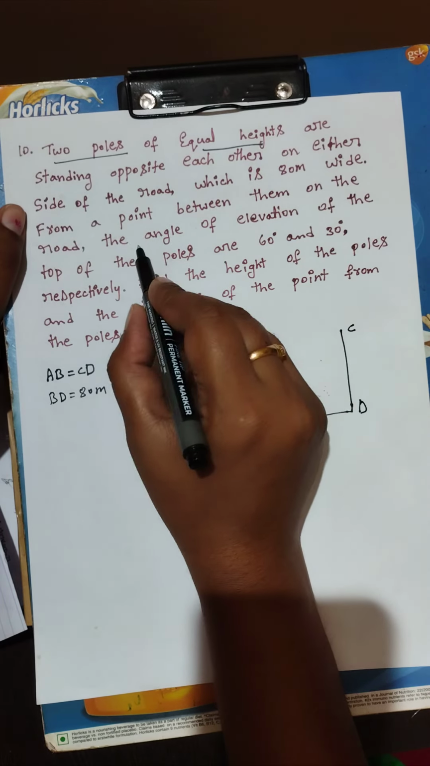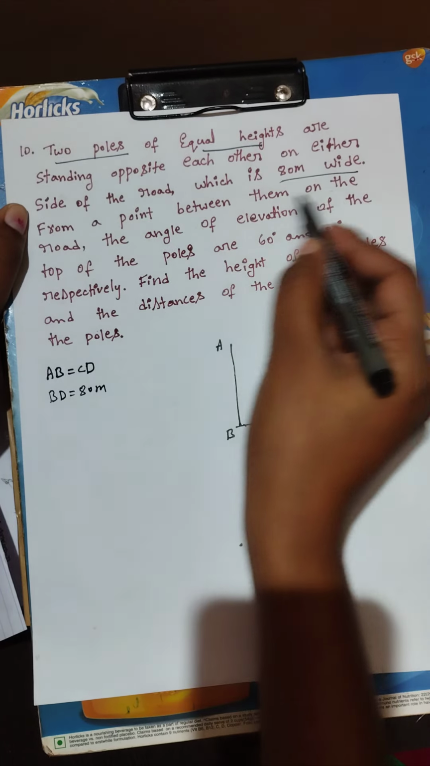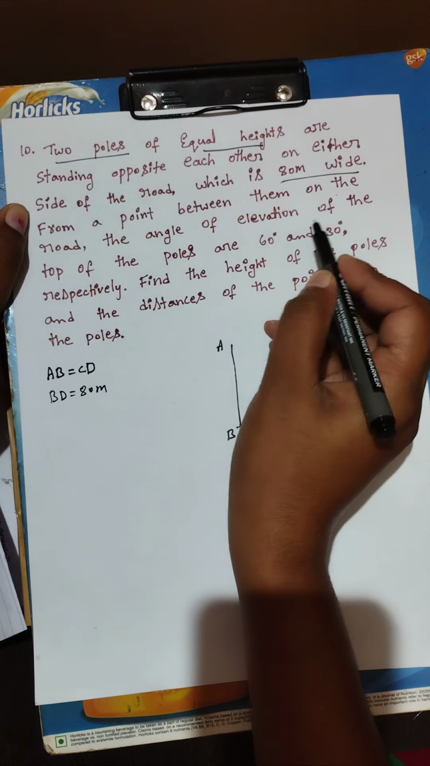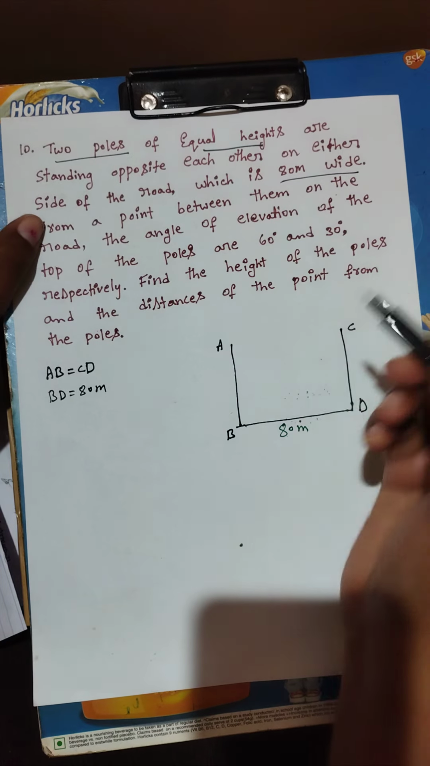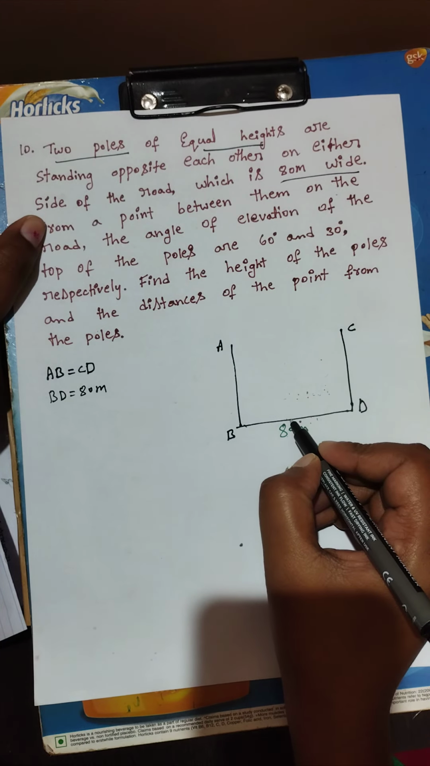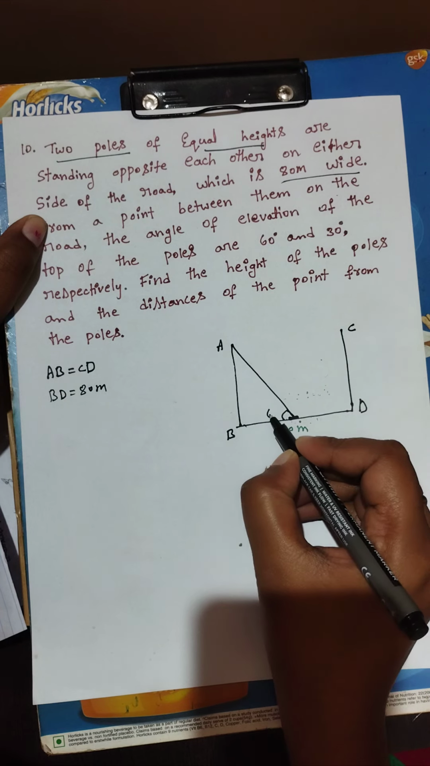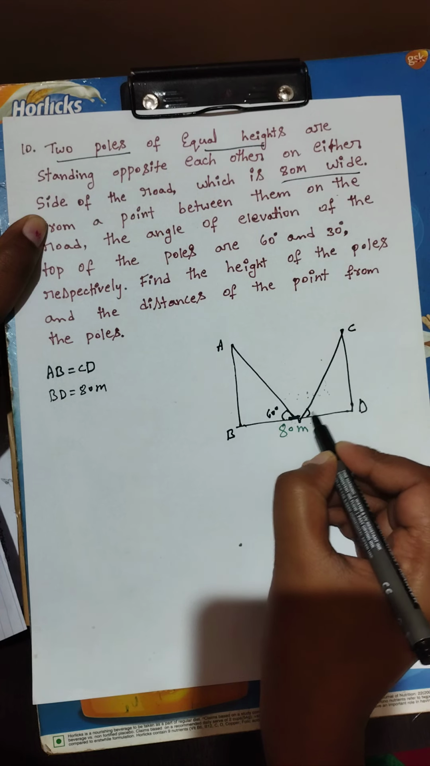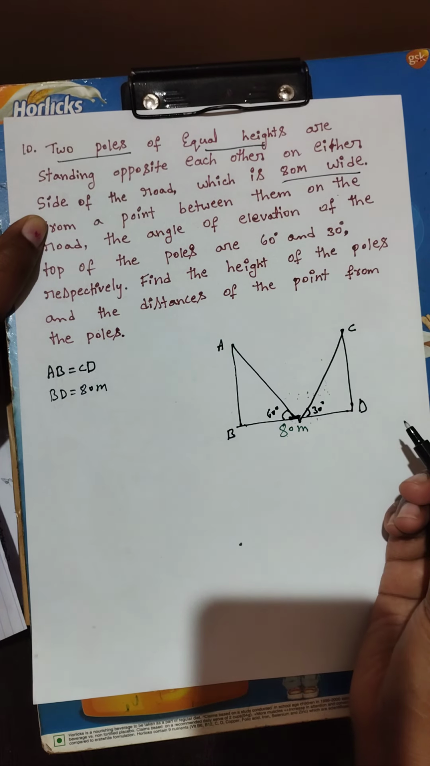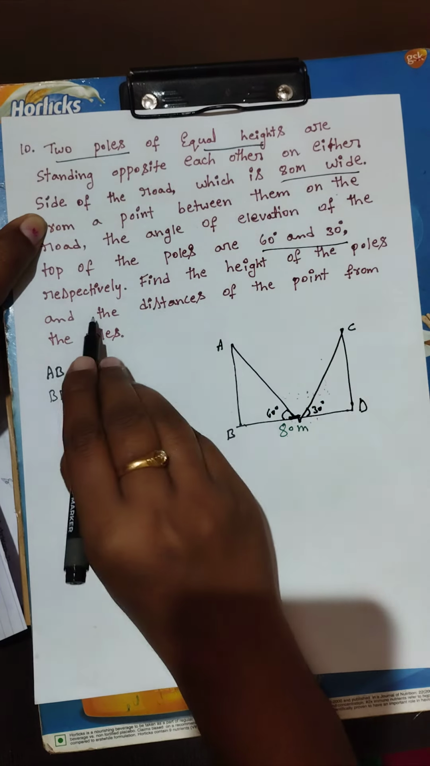And what they have given next, 80 meter wide from the point between them on the road. The angle of elevation of the top of the poles are 60 degree and 30 degree respectively. Consider this, first is the 60 degree one. So it is 60 degree. Let us write it as 60 degree. And the next is the 30 degree they are telling. Okay, one is 60 degree and the other is 30 degree. They are clearly given respectively.